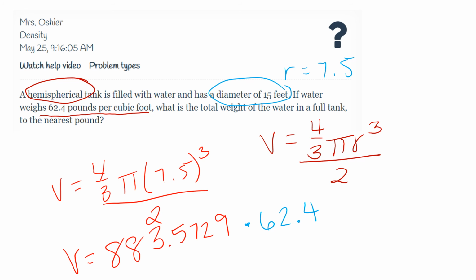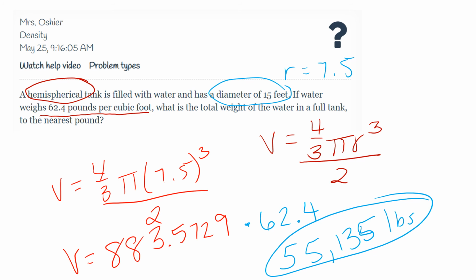So when I do that, I end up with my final answer. They want it to the nearest pound. So it's 55,135 pounds when I round it to the nearest pound. So that would be my final answer. So again, step one, find the volume. Step two, multiply it by whatever the density is. And that is how you do the first few sections of quarter 2 credit recovery.